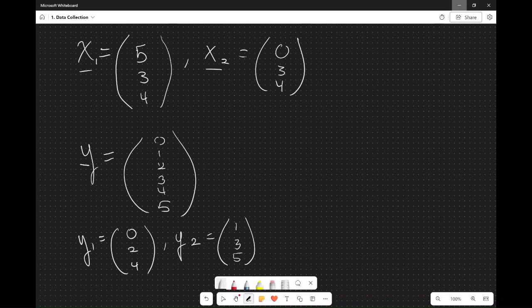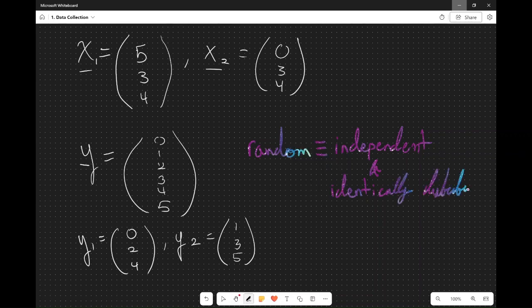The reason why random is so important is that random is the same thing as independent and identically distributed. The reason why independent and identically distributed is so important is that we want to talk about what's known as error. We have 2 different types of error.